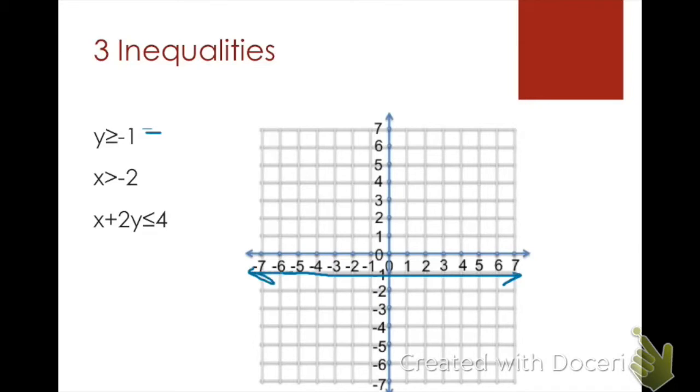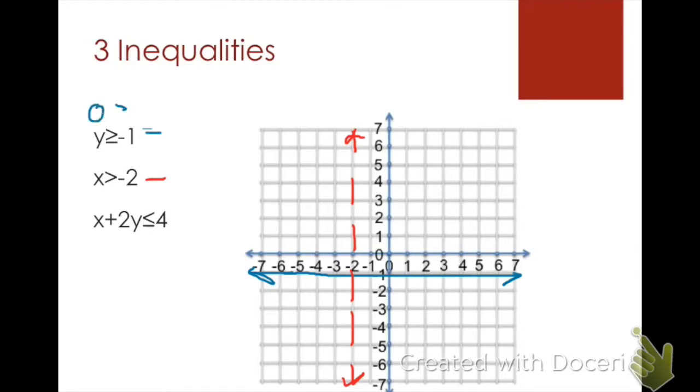Then I'm going to use another color for the next one. Let's do red. For this one, x is greater than -2. This will be a dashed line, vertical line. Oh, I forgot to go through and shade the first one. So let's shade this first one.